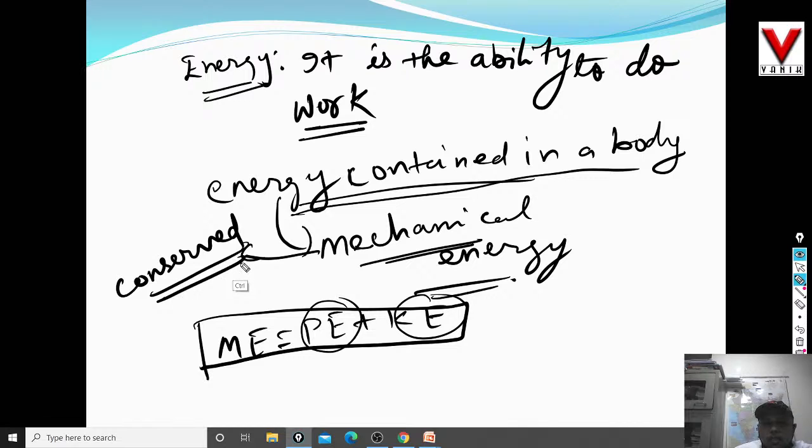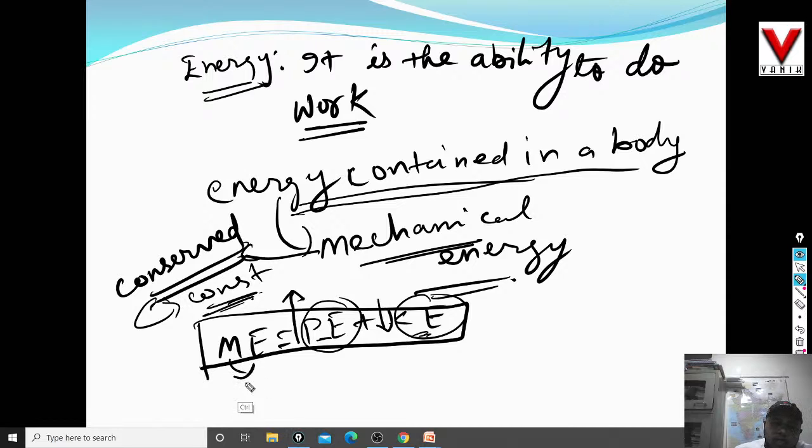Mechanical energy of a system is always conserved. This mechanical energy comprises potential and kinetic energy. If it is conserved, that means it is always constant. Now if my potential energy is increasing, what will happen to kinetic energy? It has to decrease. Only then can I say it is constant.